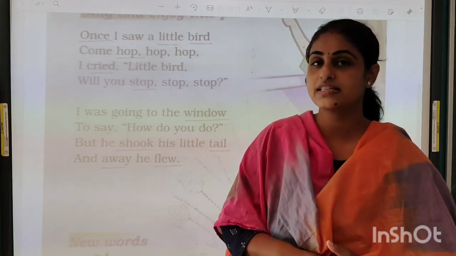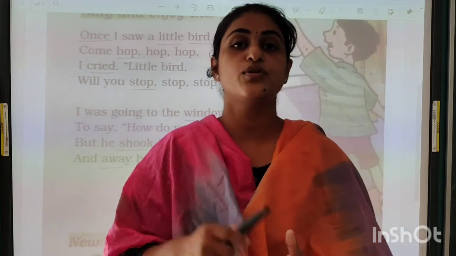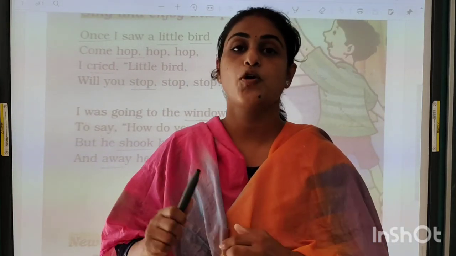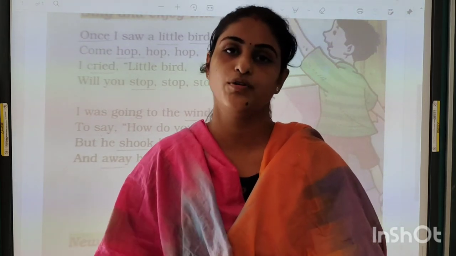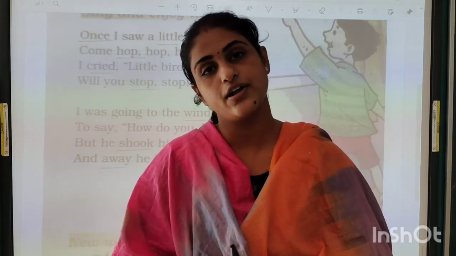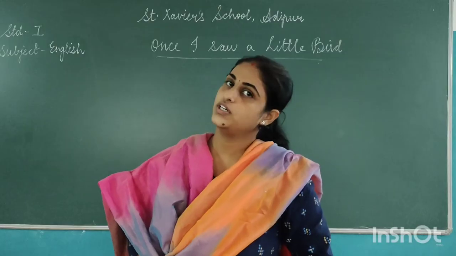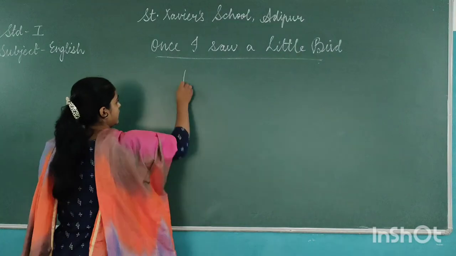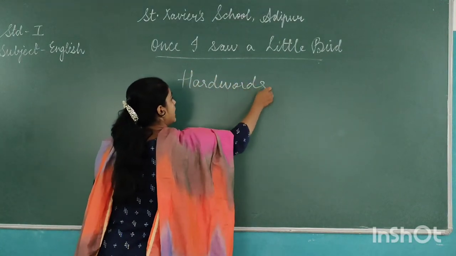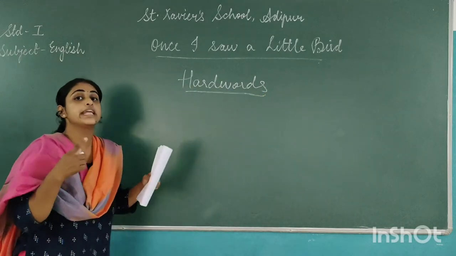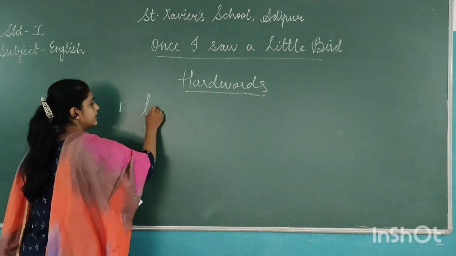Now along with this you will get some of the hard words, and you have to write them in your notebook. This poem also you have to write in your notebook. You will get a PDF that shows how you have to write that, and some of the hard words you are going to get, that you have to learn. So hard words for this poem are, you are going to write the poem and the hard words in your English notebook. The first hard word is little.